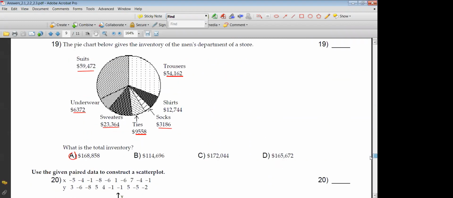What's the total inventory? Well, this will take you a few moments, but you've got a calculator. Total inventory would be, you'd add up the value of the suits, trousers, underwear, sweaters, ties, socks, and shirts. I didn't underline that one. I didn't see it. That could happen. I could see you maybe missing that one. I just missed it when I was doing this. I'm adding up 7 different numbers, and the total inventory added up to 168,000.